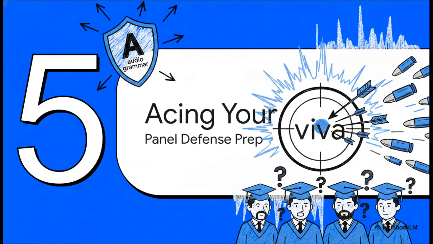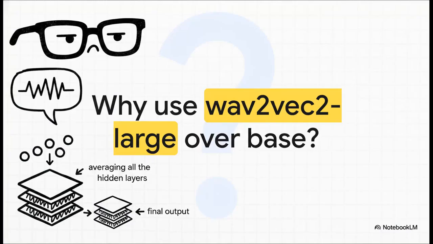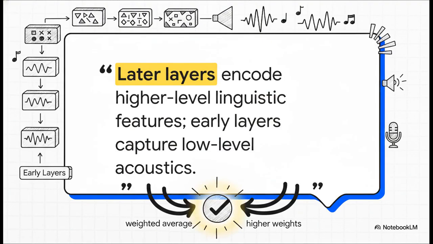Section 5. Acing your panel Viva. All right, lean in for this one, because it's time for a mock Viva prep session. I guarantee it, an examiner is going to look over their glasses at you and ask something like, so why did you use wav2vec2 large over the base model? And why did you bother averaging all the hidden layers instead of just taking the final output? When they hit you with that, you confidently reply with exactly this logic.